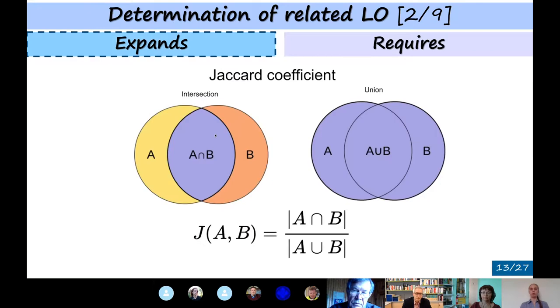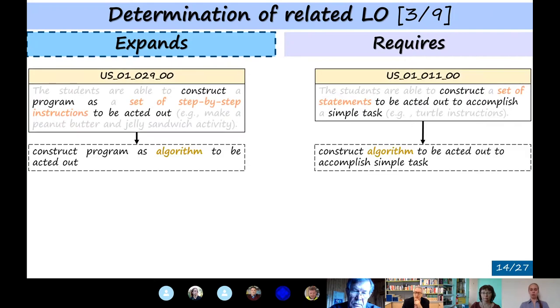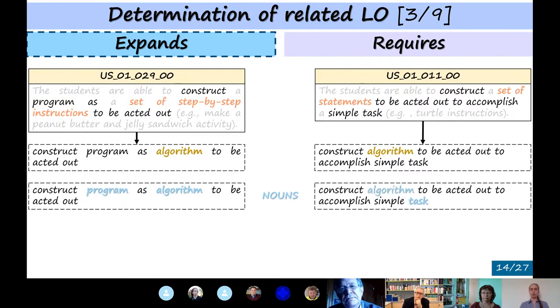For determination of relations of the type expands, I use the Jaccard coefficient. For the learning outcomes which we get at the step of data preprocessing, I check nouns first. If I see a match of nouns between two learning outcomes, it makes sense also to check the whole competency. I choose nouns as they represent learning objects, the most important part of a competency.